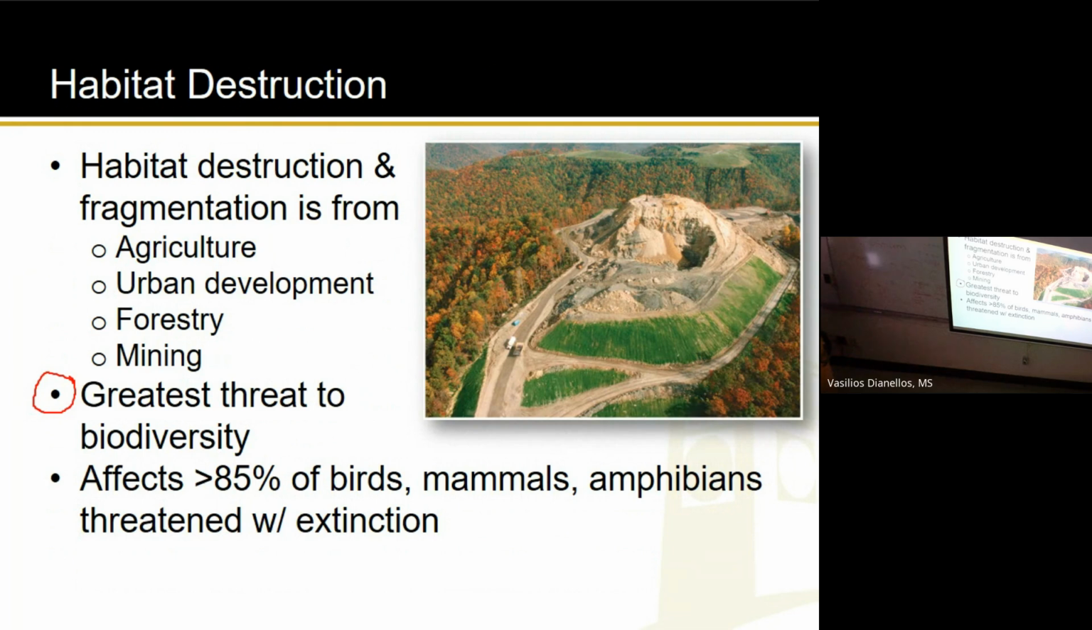I'm probably not going to ask you examples, but yes, habitat destruction comes from many different industries: agriculture, urban development, forestry, mining. That's really big for us. There's a picture of a mountaintop removal here in West Virginia, right? So that's a great example of habitat destruction. Another thing I'm not going to ask you about is this particular number here, but just so you know, back when this was published, habitat destruction affects over 85% of birds, mammals, and amphibians that have been threatened with extinction. So again, long story short, it's a big deal. And again, as far as the exam is concerned, that bullet point right there is the most important. And it's pretty simple, right? Habitat destruction, destroying the habitat, destroying where things live.